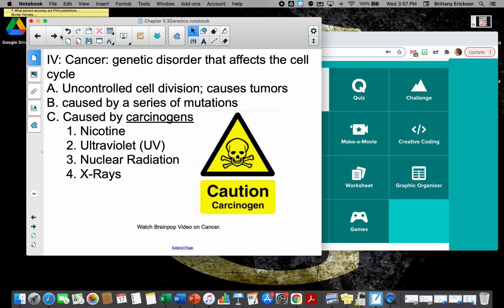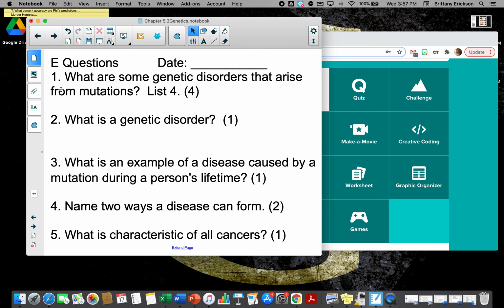So that does it. Your homework is the questions. You can't find everything in today's notes because I shuffled some of my slides around. So like number 1 and number 2 and 3 and 4 actually are from yesterday's notes underneath the genetic disorders, and 5 is from today.